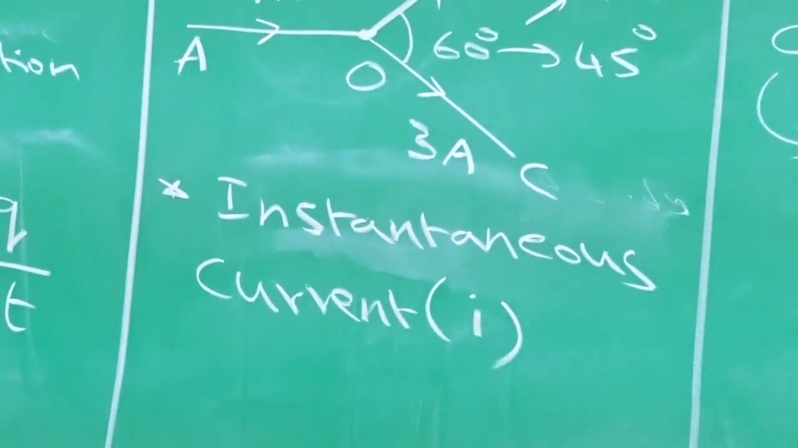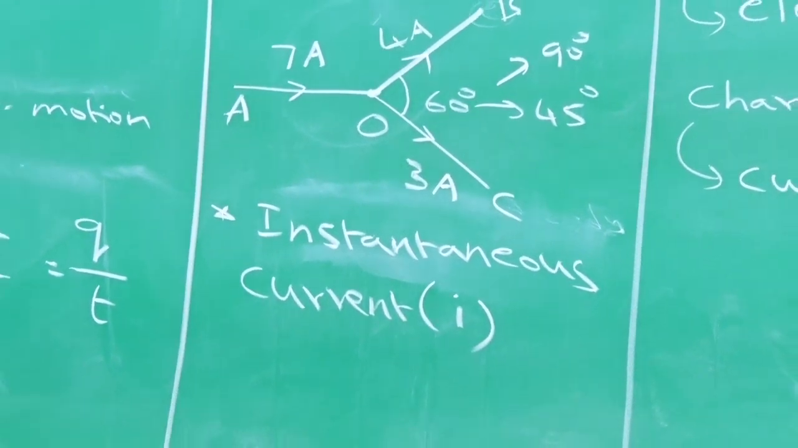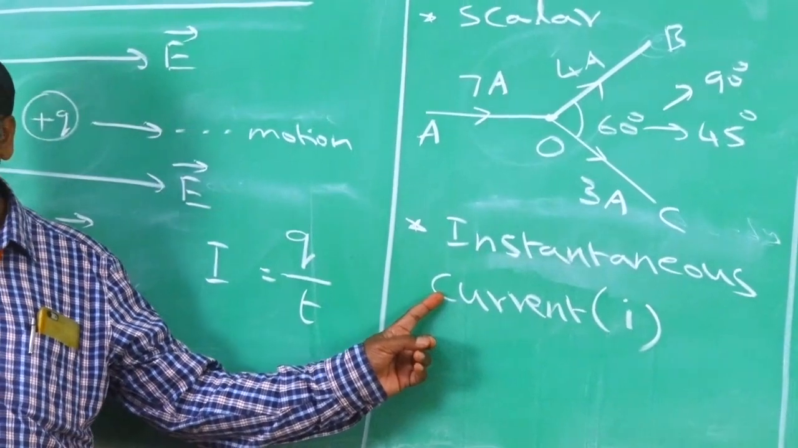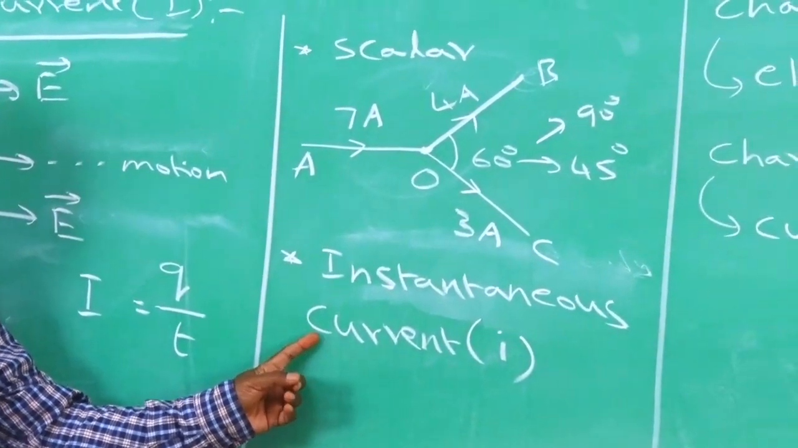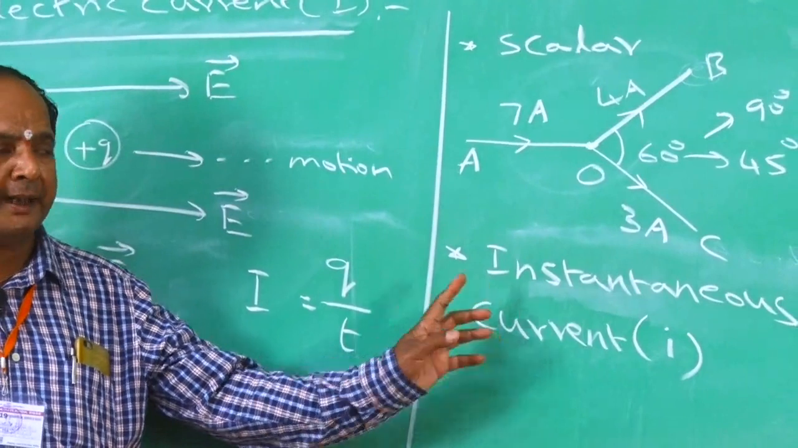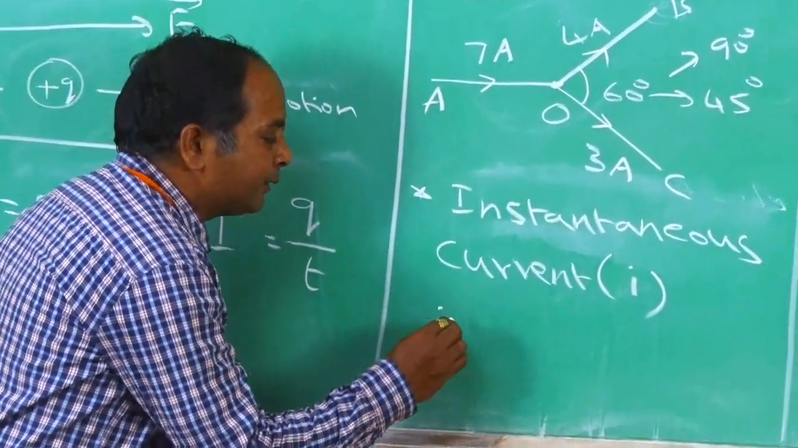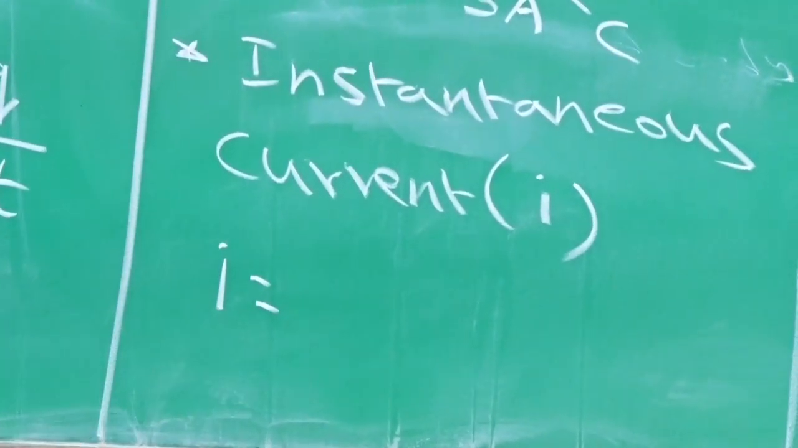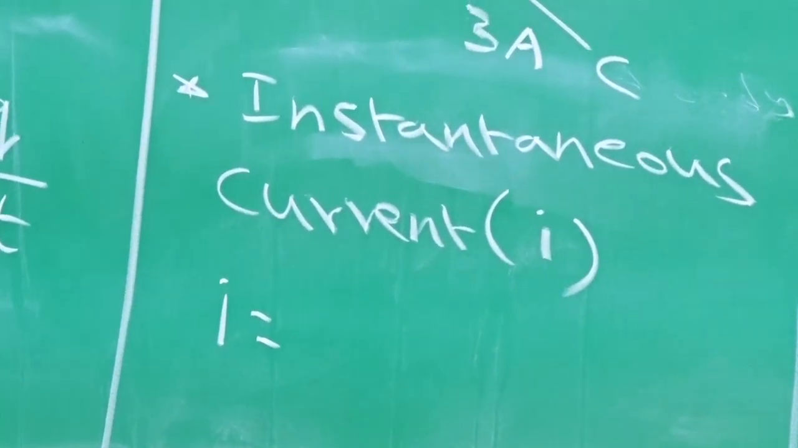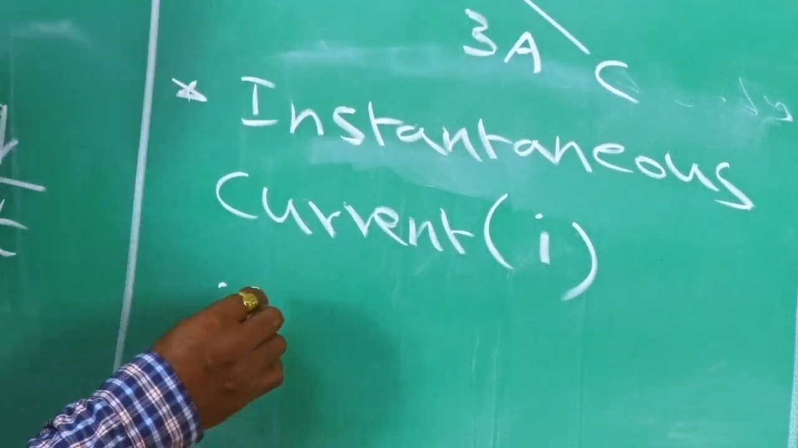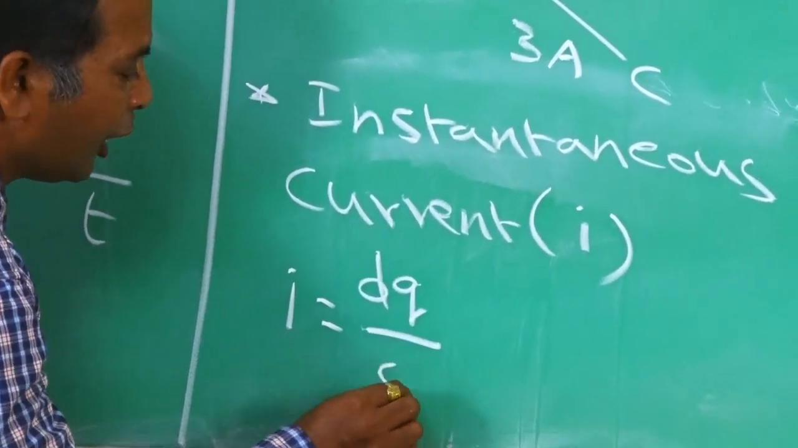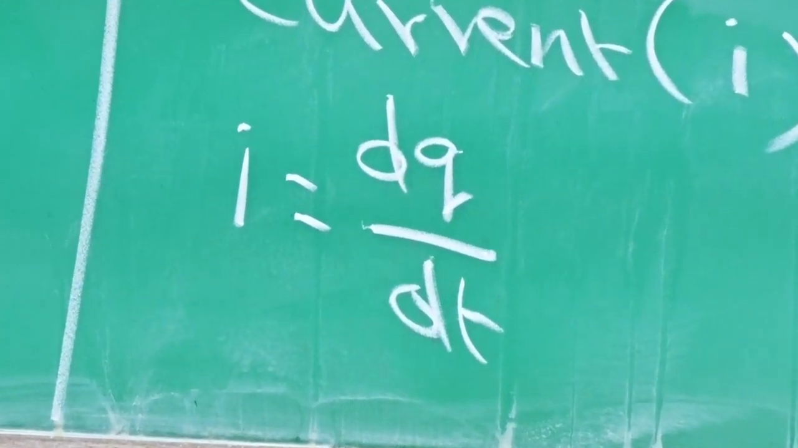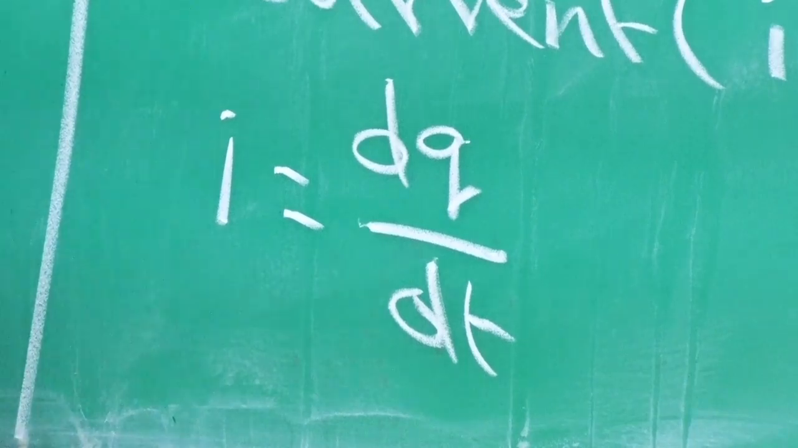What is meant by instantaneous current? If the current is continuously varying with respect to different factors, then that current is said to be instantaneous current. In mathematics, we express this instantaneous current in terms of differentiation. That means the rate of flow of charge, given by i is equal to dq by dt.